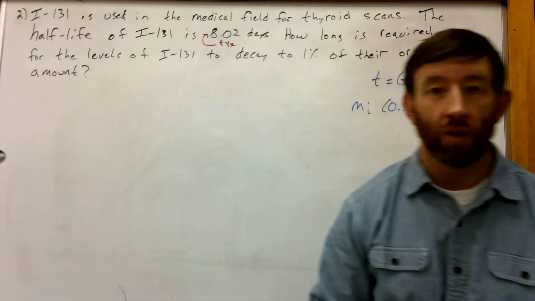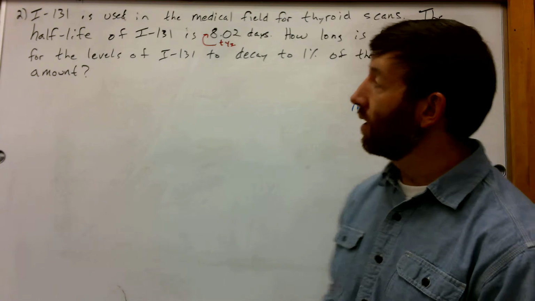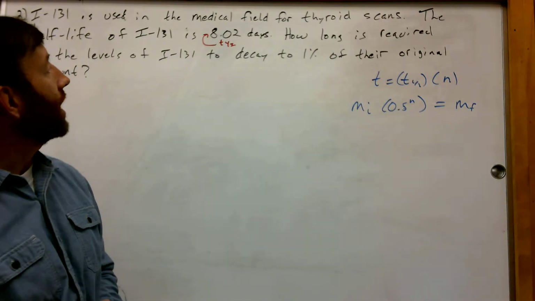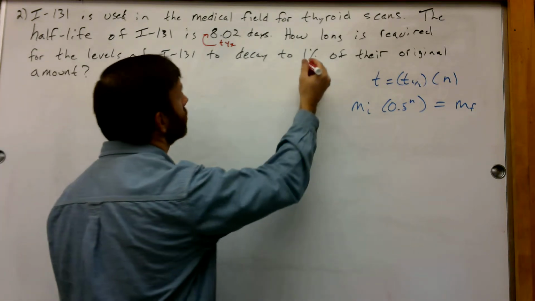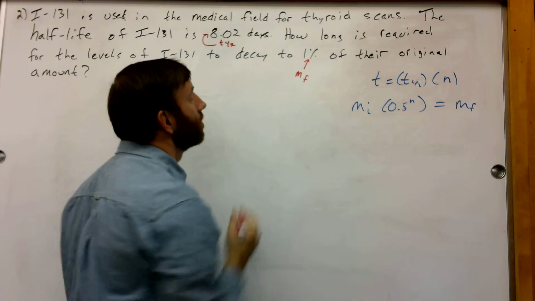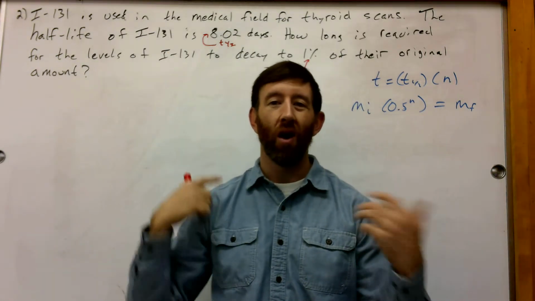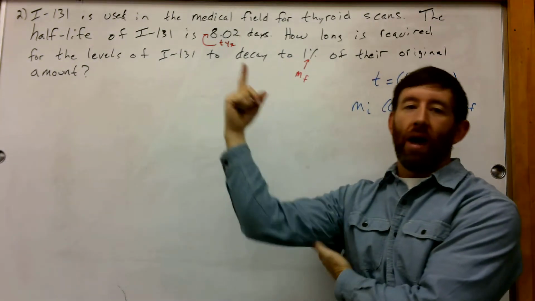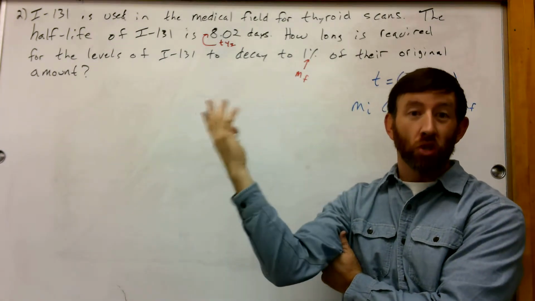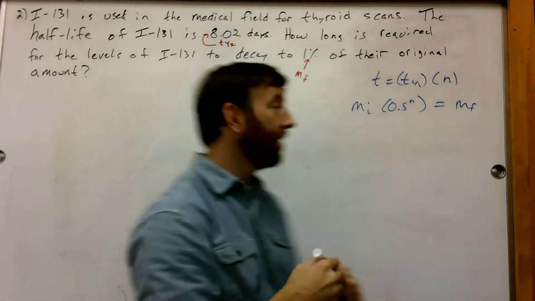All right, so my T1/2 is 8.02 days. Now, how long is required for levels of iodine-131 to decay to 1% of their original amount? So this is my MF. I want to figure out how long it's going to take to get to 1% of my original amount. With this one, I don't outright tell you what MI is, but if it's a percent problem, we have to assume that our original percent is 100%.